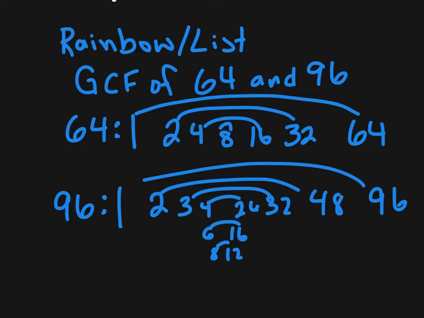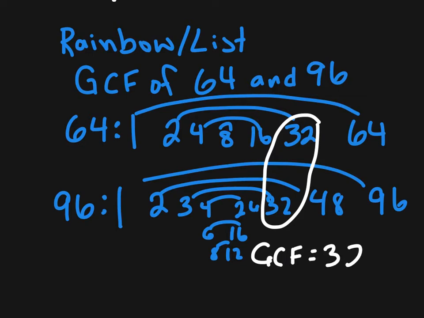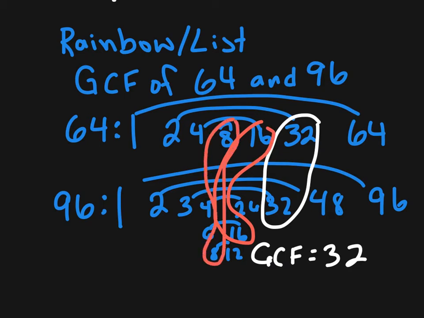And then I just start at the left and I look for what's the first thing they have in common. So like 64 doesn't appear in 96, but 32 does. So their greatest common factor would be 32 because it's the largest factor that they both have in common. If you look, they would also have 16 in common, 8 in common, 4 in common, and 2 in common. So those are all the common factors, but 32 is the greatest.